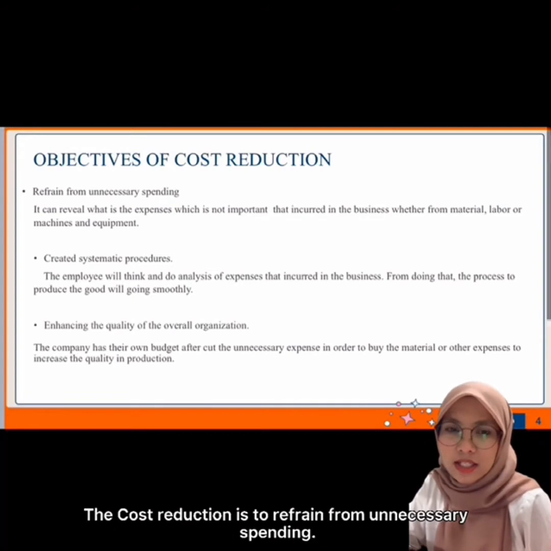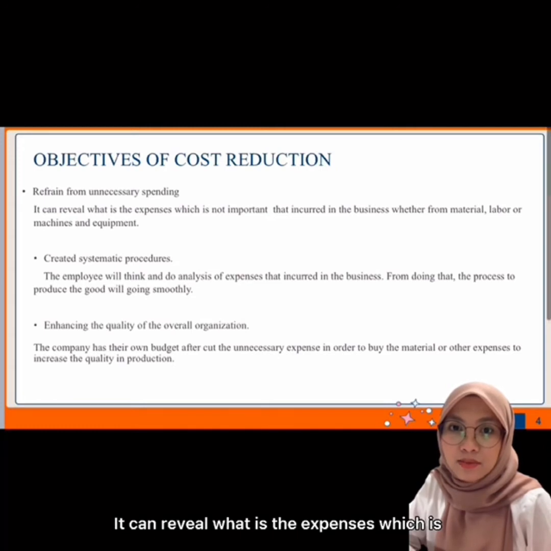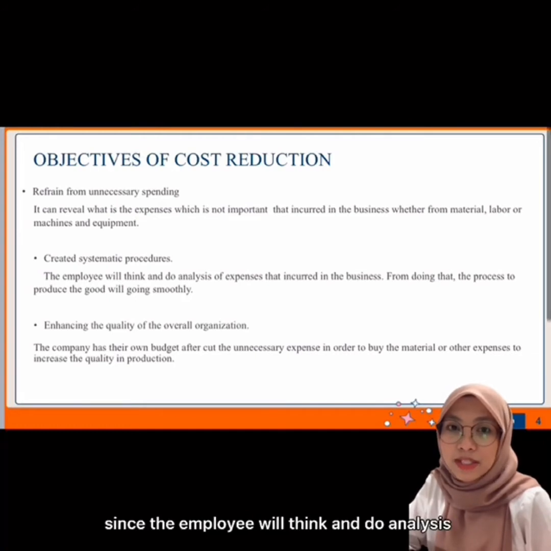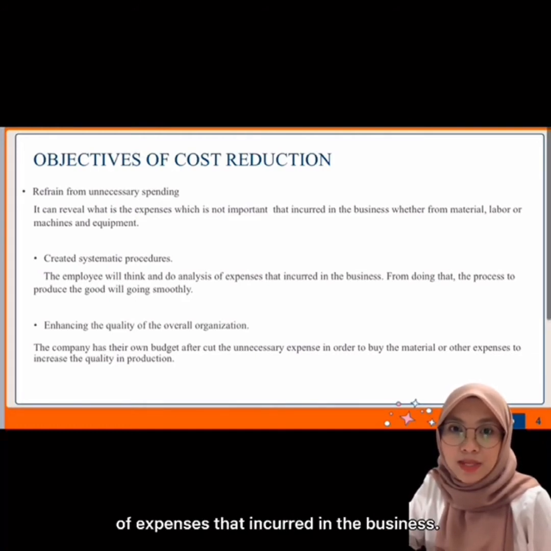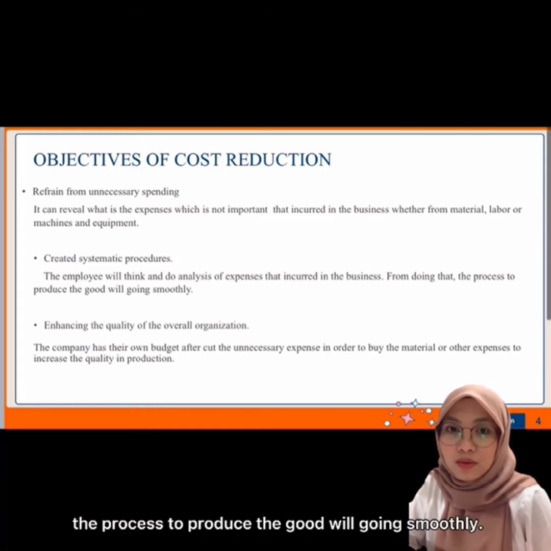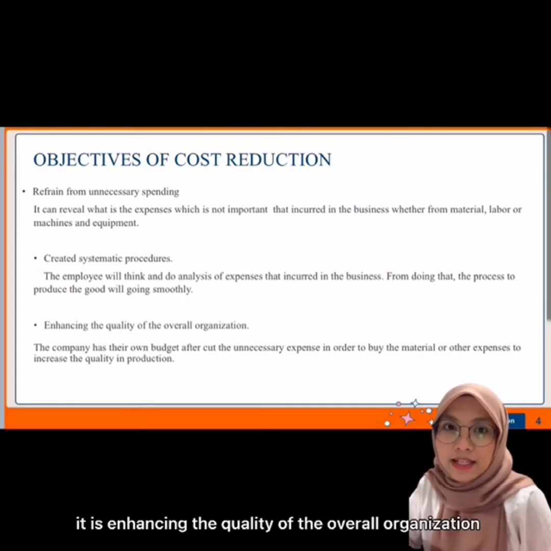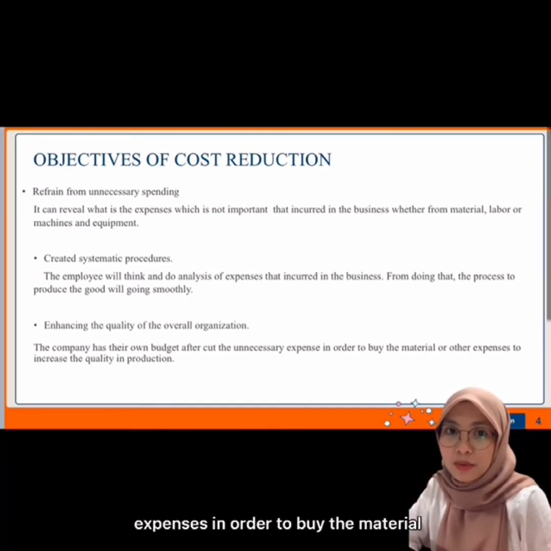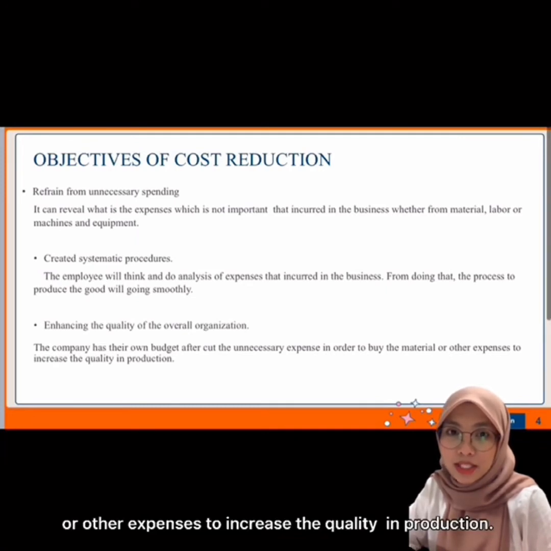The cost reduction objective is to refrain from unnecessary spending. It can reveal which expenses are not important that are incurred in the business, whether from material, labor or machine and equipment. Next, it creates a systematic procedure, since the employees will think and do analysis of the expenses incurred in the business. From doing that, the process to produce the goods will go smoothly. Then it enhances the quality of the overall organization, since the company has its own budget after cutting the unnecessary expenses in order to buy the material or other expenses to increase the quality in production.